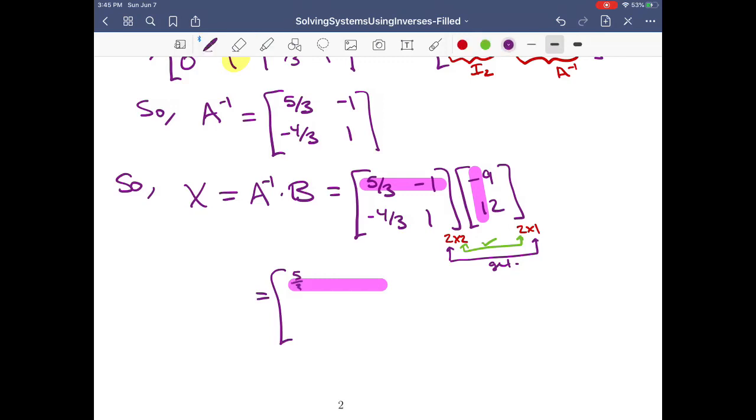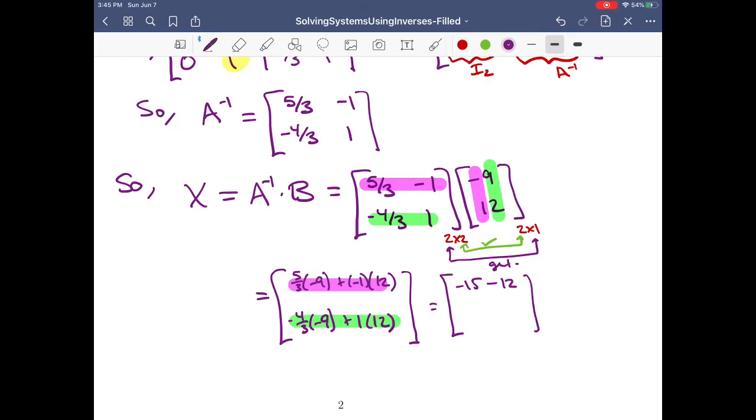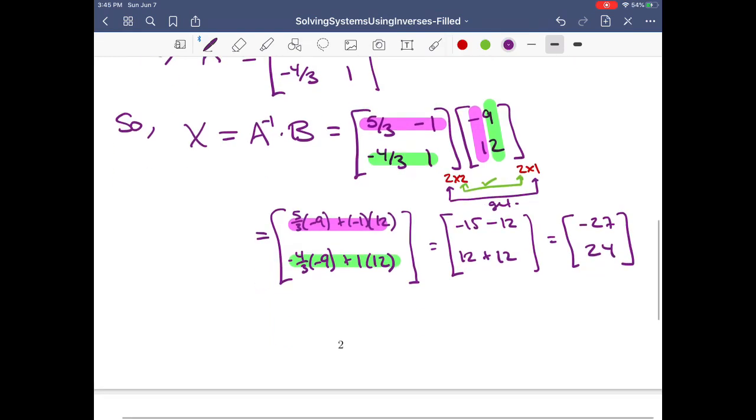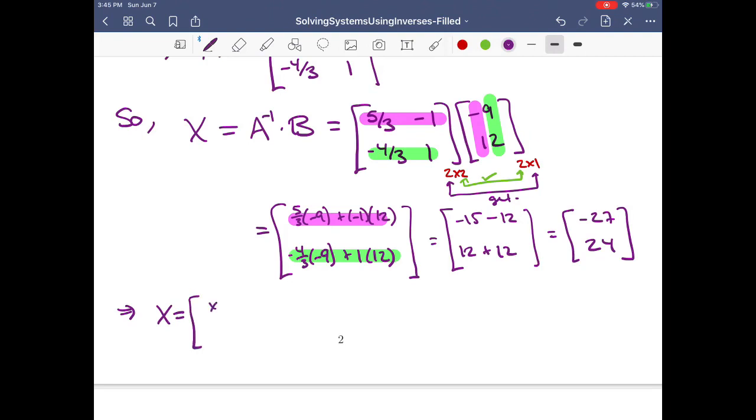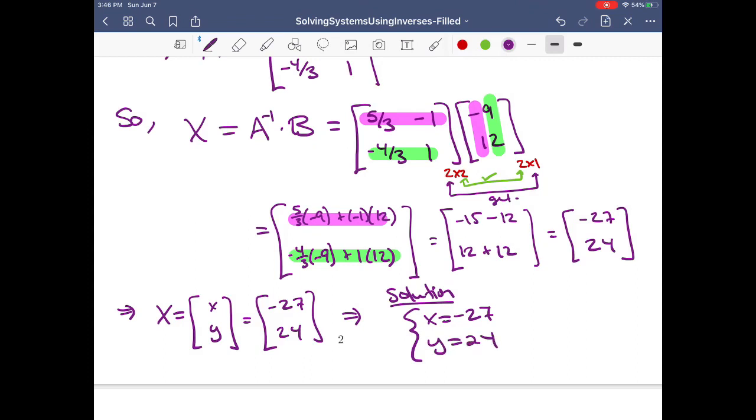So it's 5/3 times negative 9 plus negative 1 times 12. And then I do this row times that column to get my next entry. So that's negative 4/3 times negative 9 plus 1 times 12. So if you simplify, this is going to be negative 15 minus 12. Here I'm going to have 12 plus 12. So I get negative 27 and 24 in my matrix. So we remember that X, which is little x and little y, should be equal to negative 27 and 24. So that means our solution is going to be little x is negative 27, and little y is 24.